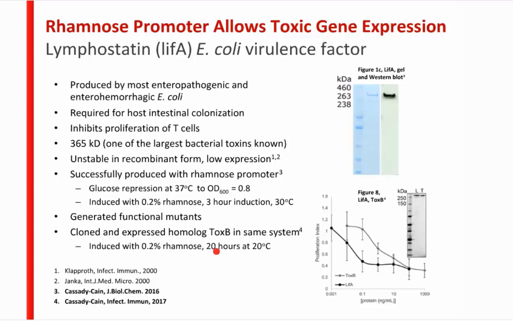Both of these proteins in their native state have anti-proliferation effects on T cells, and the authors were actually able to prove that the recombinant forms have the same inhibitory effects. So this is just one example of the Rhamnose promoter's ability to express very toxic proteins and very large proteins. This is a page gel. Both of these are page gels and Western blots of purified protein, and you can see it's a very large size protein.